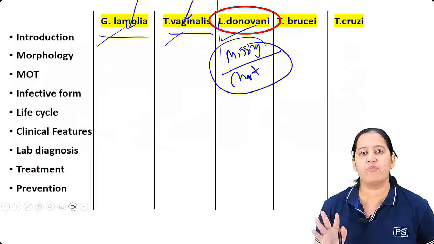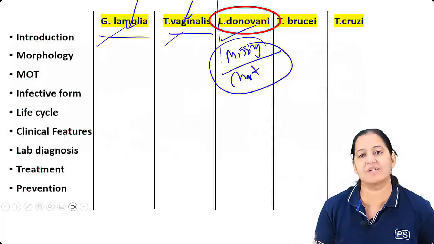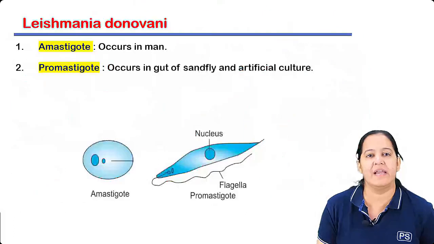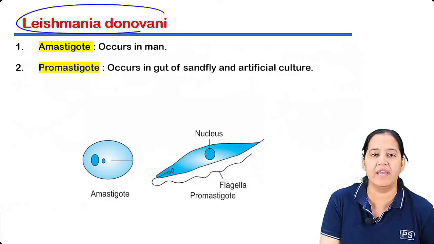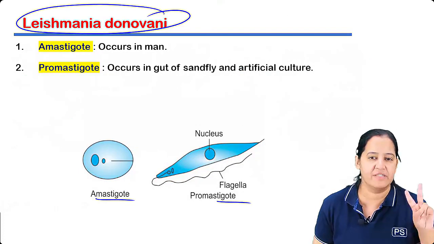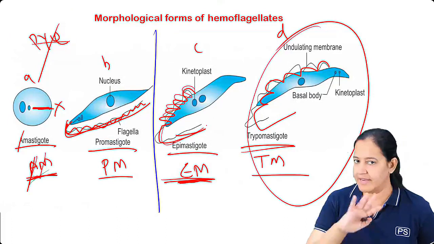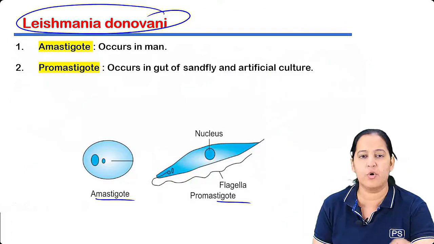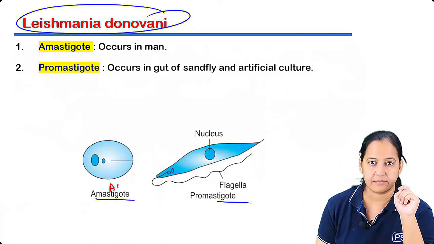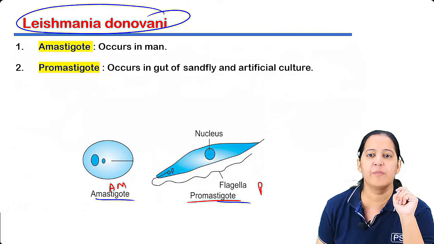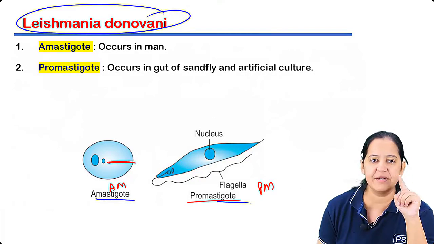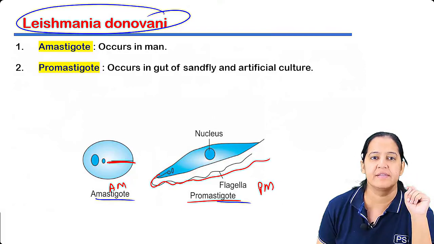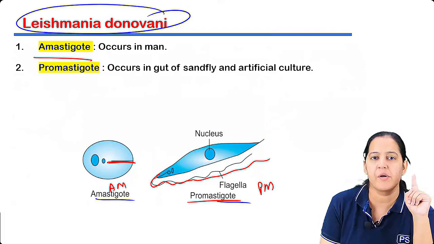So these are the four forms of the mastigote we have seen. Now start Leishmania. Now you will understand. Let's start Leishmania donovani. Here we have AM and PM, the first two. The next two are not there. We have amastigote and we have promastigote. We don't have trypo and epimastigote. You can see here flagella is absent and here one direct flagella is there. Say yes. Amastigote and promastigote.